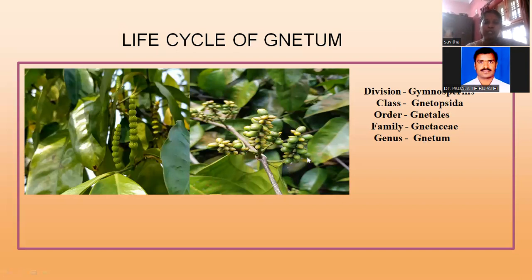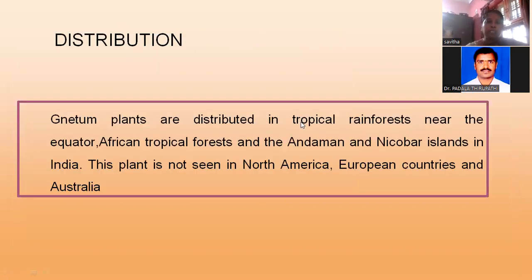And when you come to the distribution of these Gnetum plants, they are distributed in tropical rainforest in the equatorial region, African tropical forest, and the Andaman and Nicobar Islands in India. It is not seen in North America, European countries, and Australia. So Gnetum plants are mostly distributed in tropical rainforests.